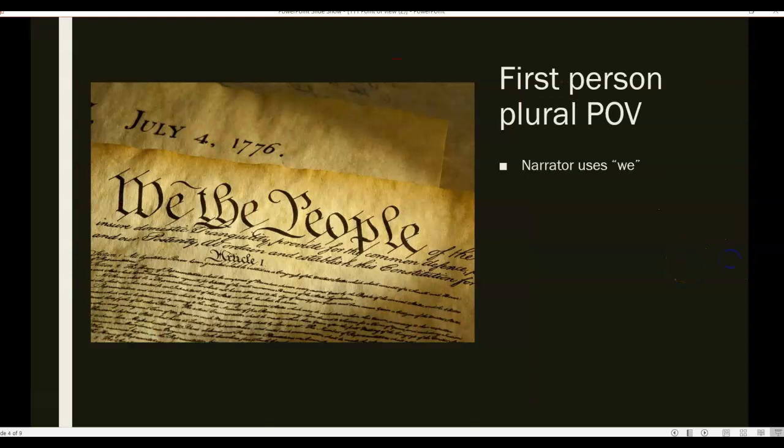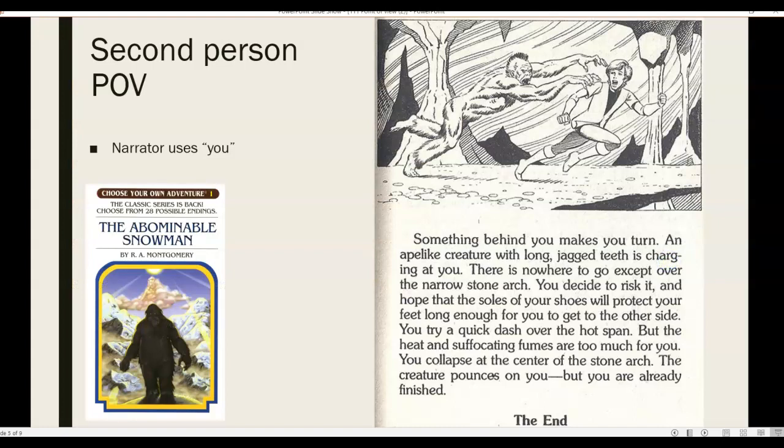There's a first-person plural point of view where the narrator uses words like we. We see this in the Constitution where it says, "We, the people of the United States of America, in order to ensure domestic tranquility, provide for the common defense, promote the general welfare," all of that good stuff. The narrator uses we because multiple people are the author of that document.